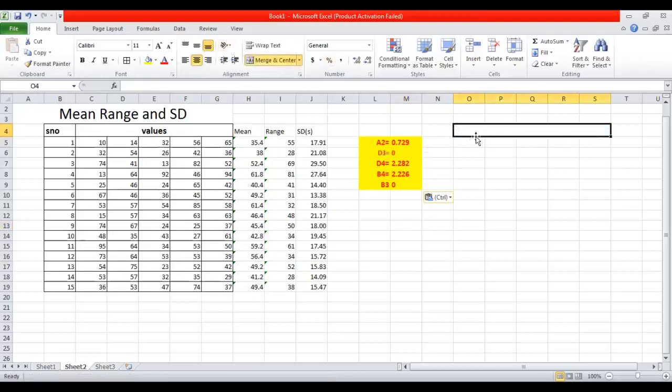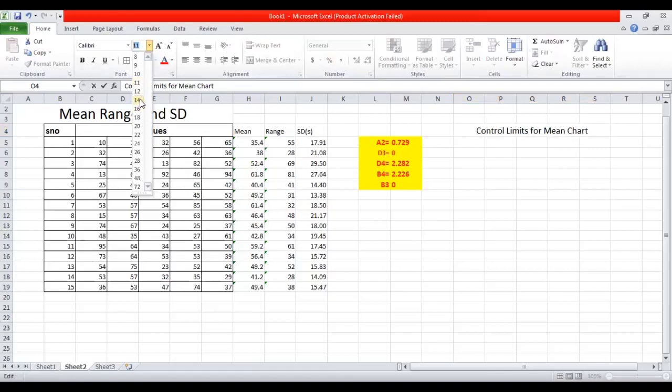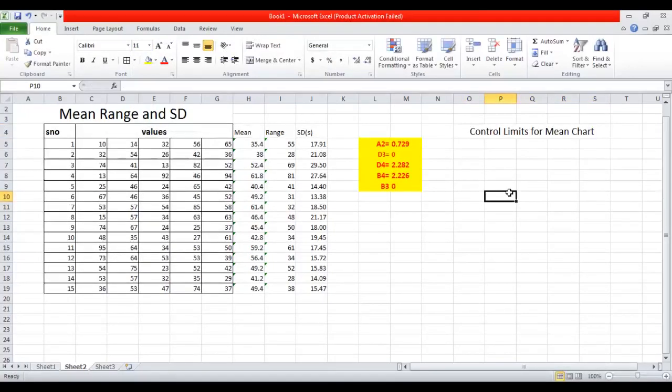I'll find out the control limits for the mean chart. What are the control limits for the mean chart? X double bar plus A2 into R bar. So first we want X double bar, then we want R bar values. First, coming to X double bar, I'll find out the X double bar value, that means the average values.